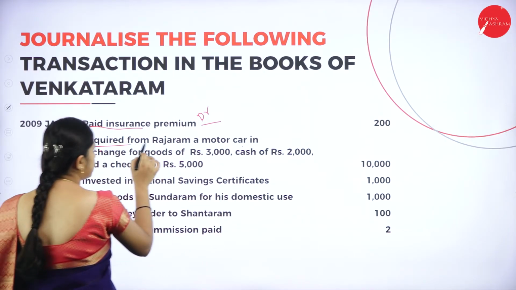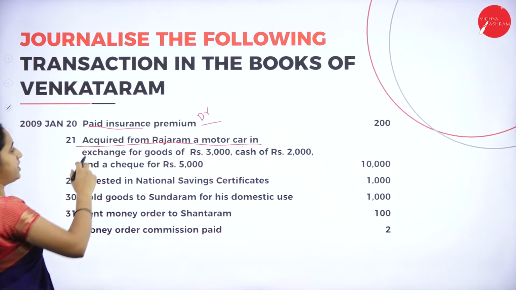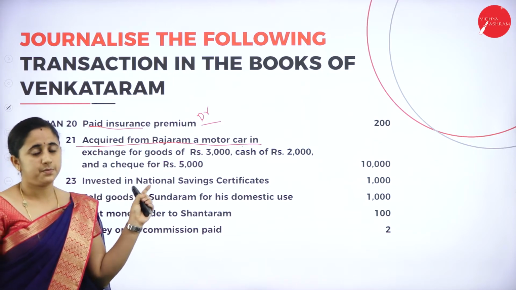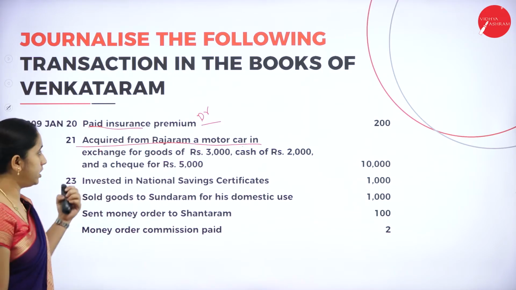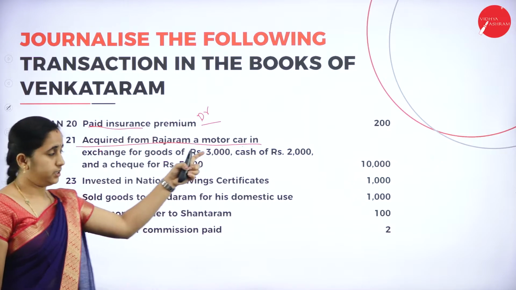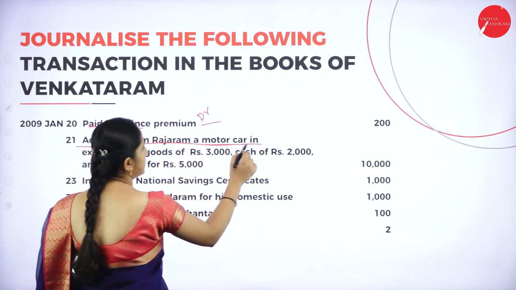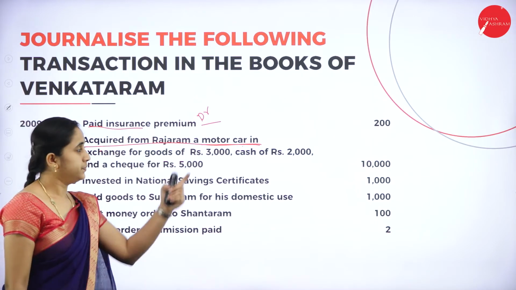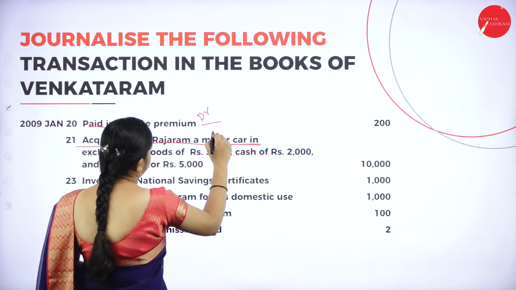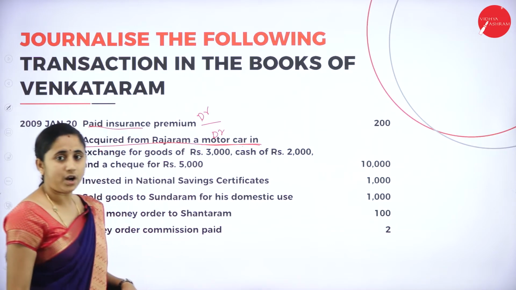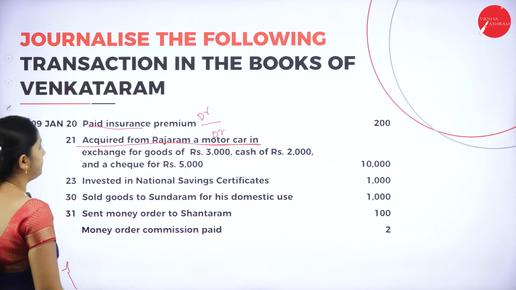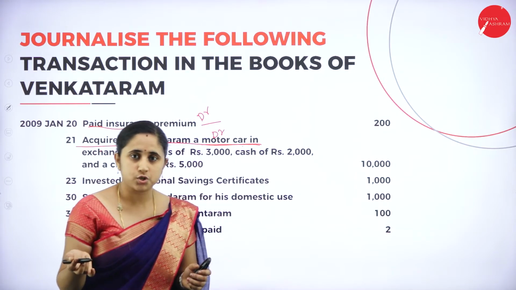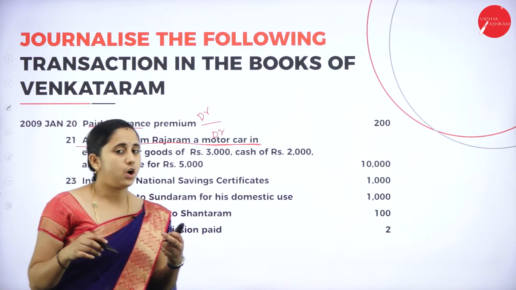First consider this. You are acquiring a motor car from Rajaram. That means you are receiving or purchasing a motor car, so the asset is coming in to your business. You should debit the asset that comes in. Next, when you make a purchase, in return you will pay cash or you may purchase on credit.